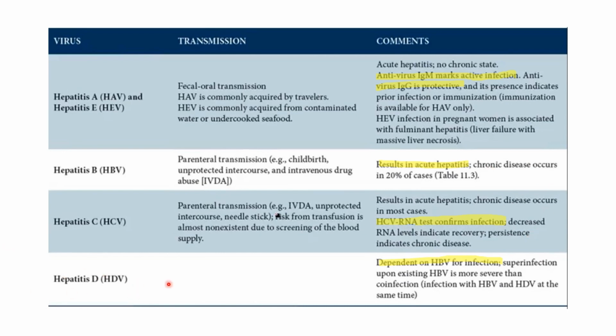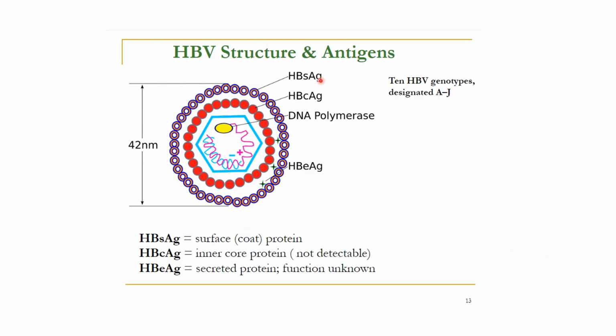And finally, again, D in replication is going to always be dependent on hepatitis B. So now on to the markers of the HBV. The general structure antigens, it's important to understand.